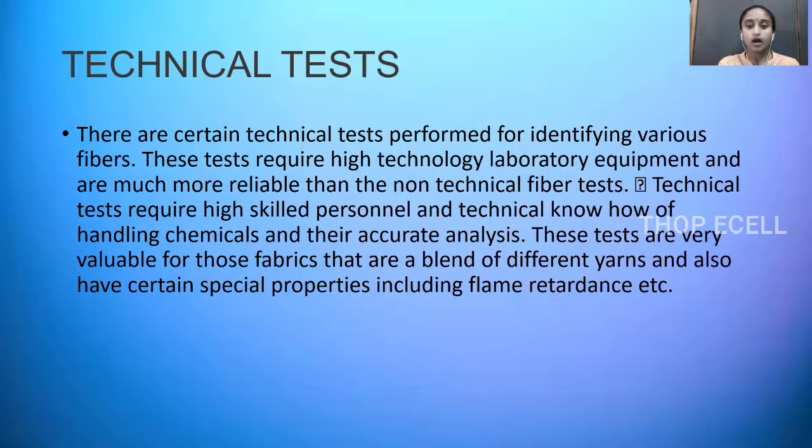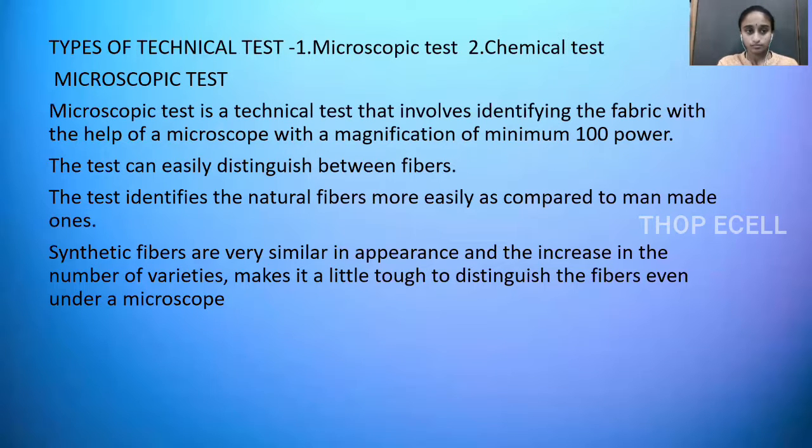Technical test. There are certain technical tests we can do, like you need a technical laboratory and you need different kinds of equipment, and you need skilled people and technical things like how you handle the chemicals and how accurate your analysis is. All these kinds of things are very important when you come to technical tests. There are two types of technical tests. One is microscopic test and chemical test.